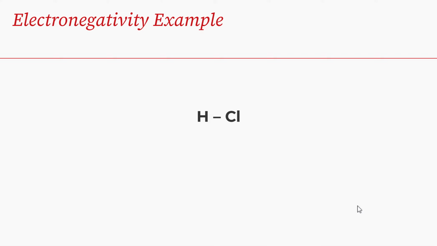As an example, here we have hydrogen and chlorine. Hydrogen has an electronegativity of 2.1, chlorine has an electronegativity of 3.0. These electronegativity numbers can be found in your data booklet. They are found on a periodic table that also has ionic radius and electron affinity and things like that. So the one that's more electronegative is the chlorine. So that one will pull the electrons closer to itself.